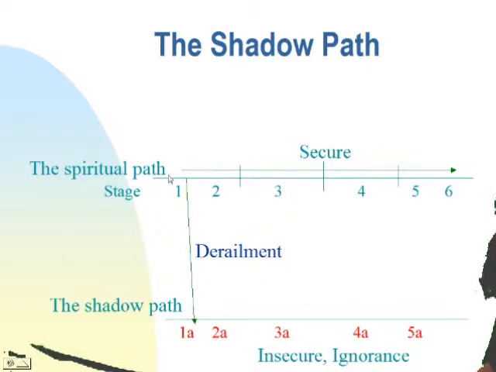If the derailment takes place early on in life, then they are not even aware of this spiritual path, and they only know the shallow path. The main characteristic is that these people are insecure, and the term, unfortunately, is not a very positive connotation, but the term is ignorance. They tend to be ignorant of spiritual and many other subjects. So once again, spiritual path, people get derailed, and then they end up on the shallow path.